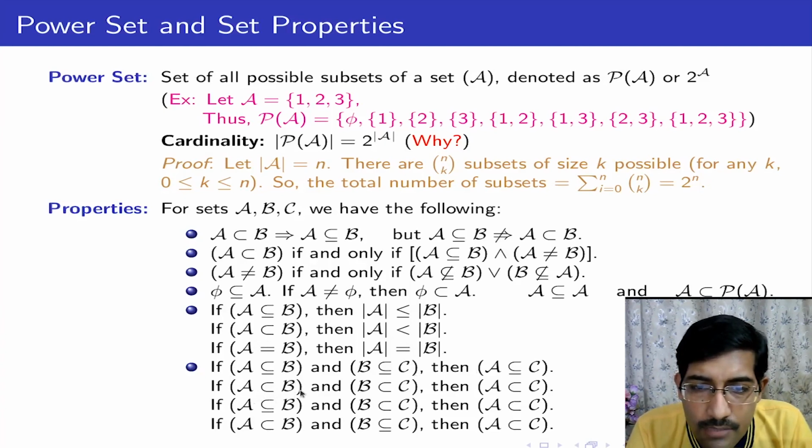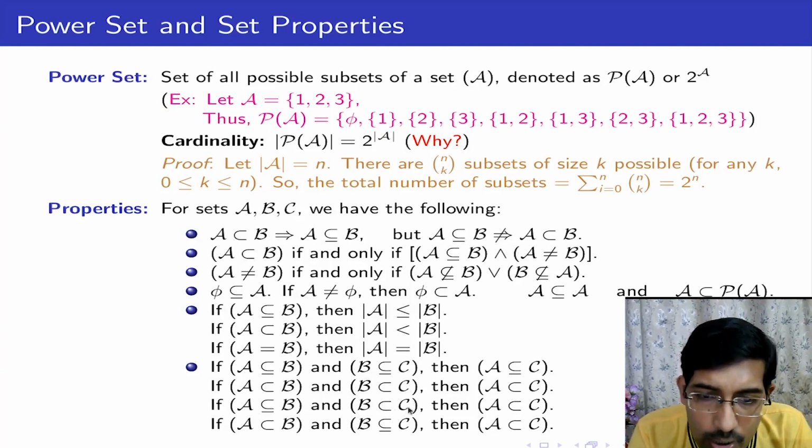Similarly, if A is a proper subset of B and B is a proper subset of C, then we can say A is a proper subset of C. If A is a subset of B and B is a proper subset of C, then A is a proper subset of C, because even if these two are equal, C dominates with the number of elements being more than B. So the proper subset holds, and so is the last condition.